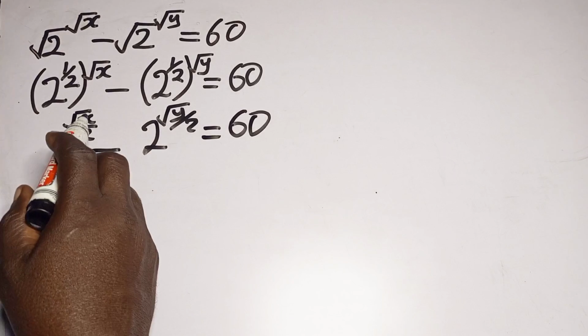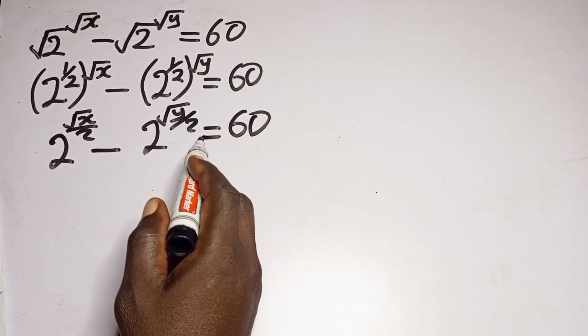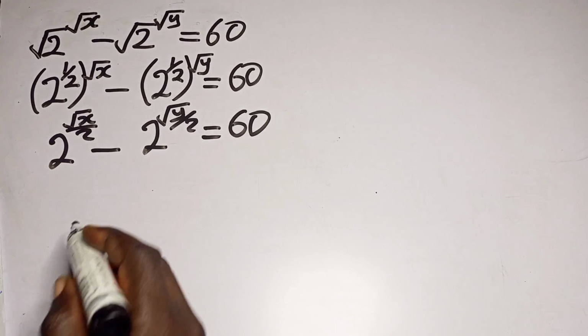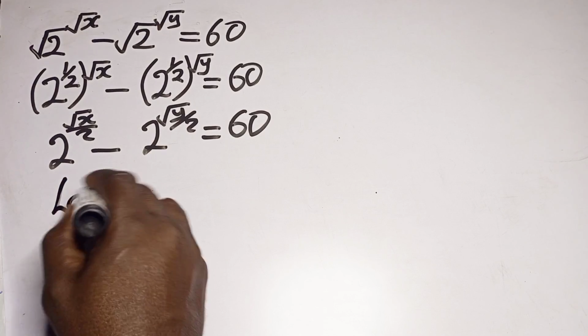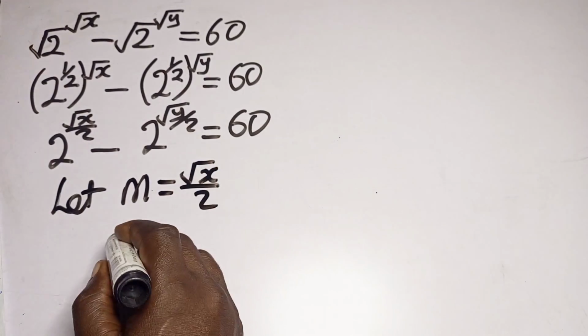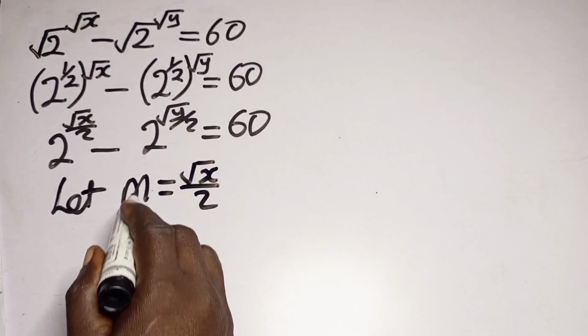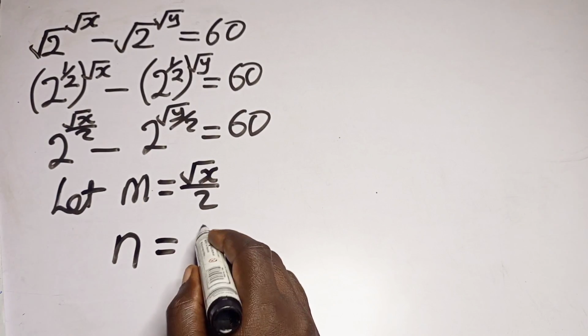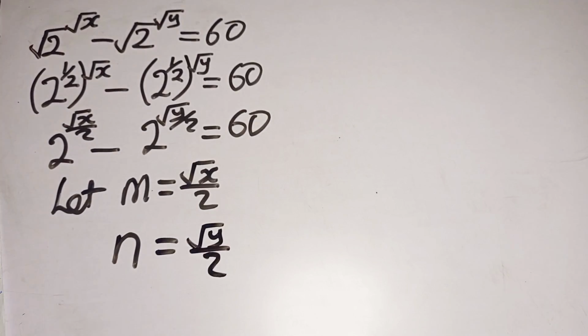Now, it usually occupies much space when we write like this. And if we continue to work in this manner, we're going to be having too many writings, which can get things mixed up. So we want to simplify our work by bringing in two new variables. Let m be root x all over 2 and n equals root y all over 2. The two new variables are m and n.